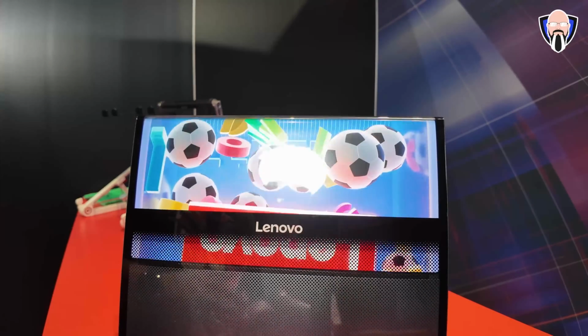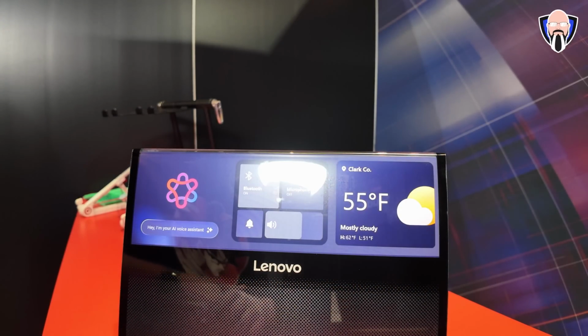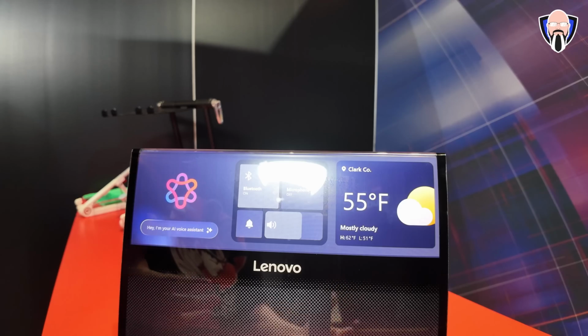I hope, and I really, really hope that they put this to market as well, because this is one of those really nice things that Lenovo gets to do, is reinvent how we interact with our PCs.